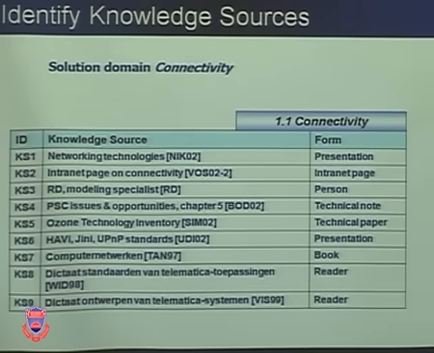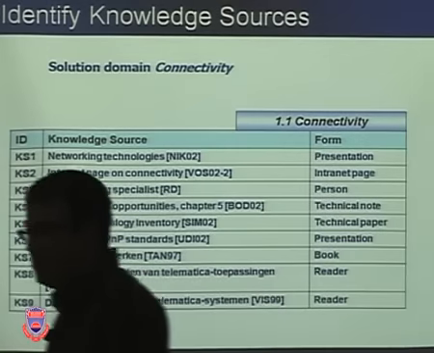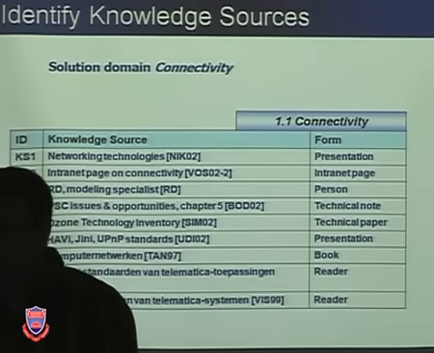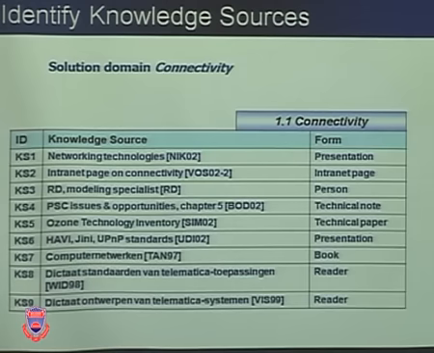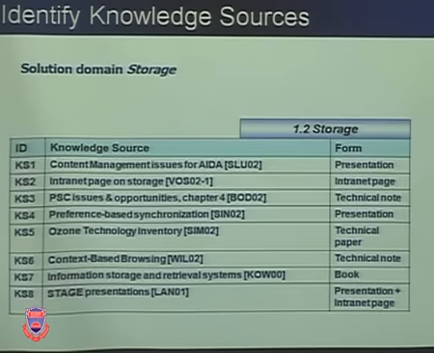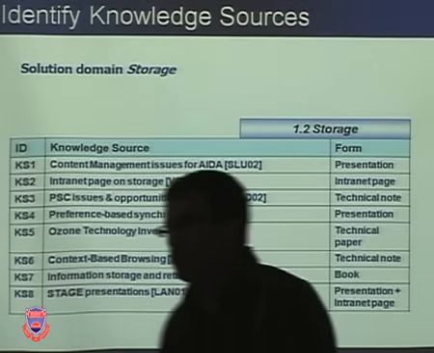We also have solution domains for the separate problems. Connectivity was one problem. For that we look again: connectivity was a domain, and for this domain we could identify these knowledge sources. Networking technology, presentation, technical note, computer networks, it's Dutch, so computer networks from Tanenbaum. There are some readers, etc. So for each solution domain, we try to identify these knowledge sources.